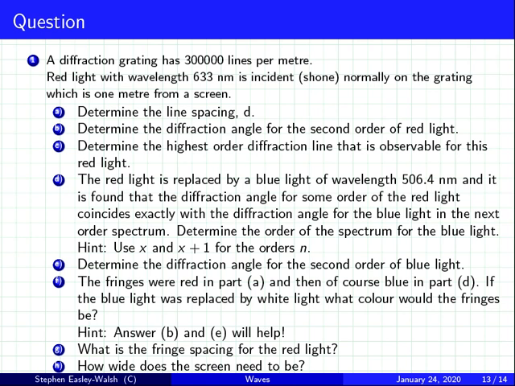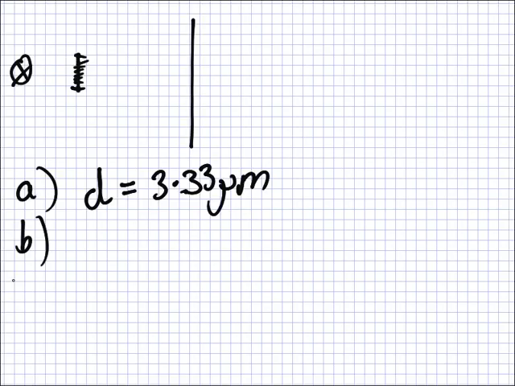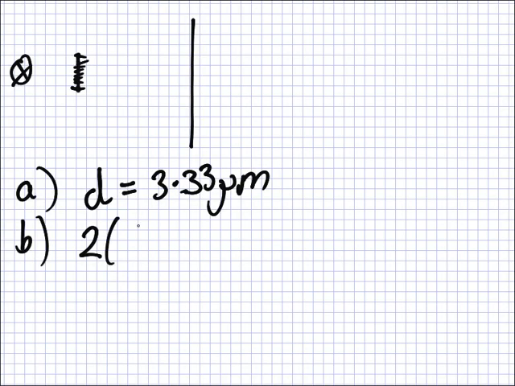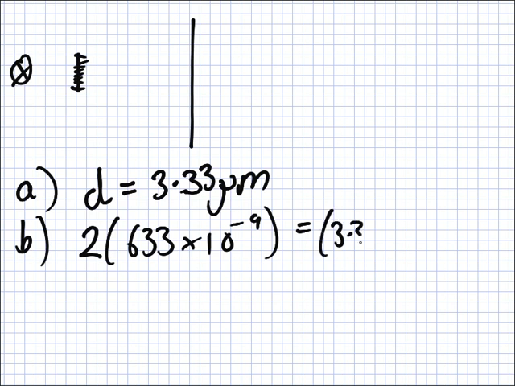B. Determine the diffraction angle for the second order of red light. Which formula am I using, the first or the second? The first. Okay, second order. Give me the formula. What's n? 2. Do we know lambda? Yes, it's red light, it's given to us: 633 nano. Equals d. Do we know d? Yes, 10 to the minus 6 sine theta. So can you get me theta? Of course you can.